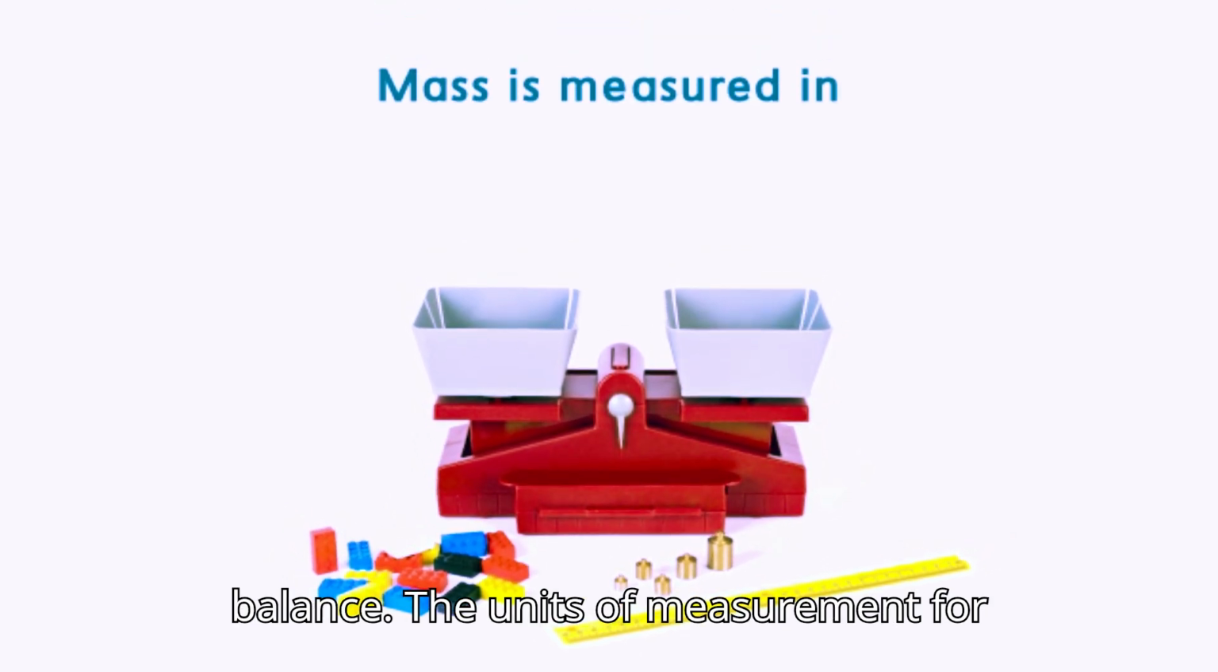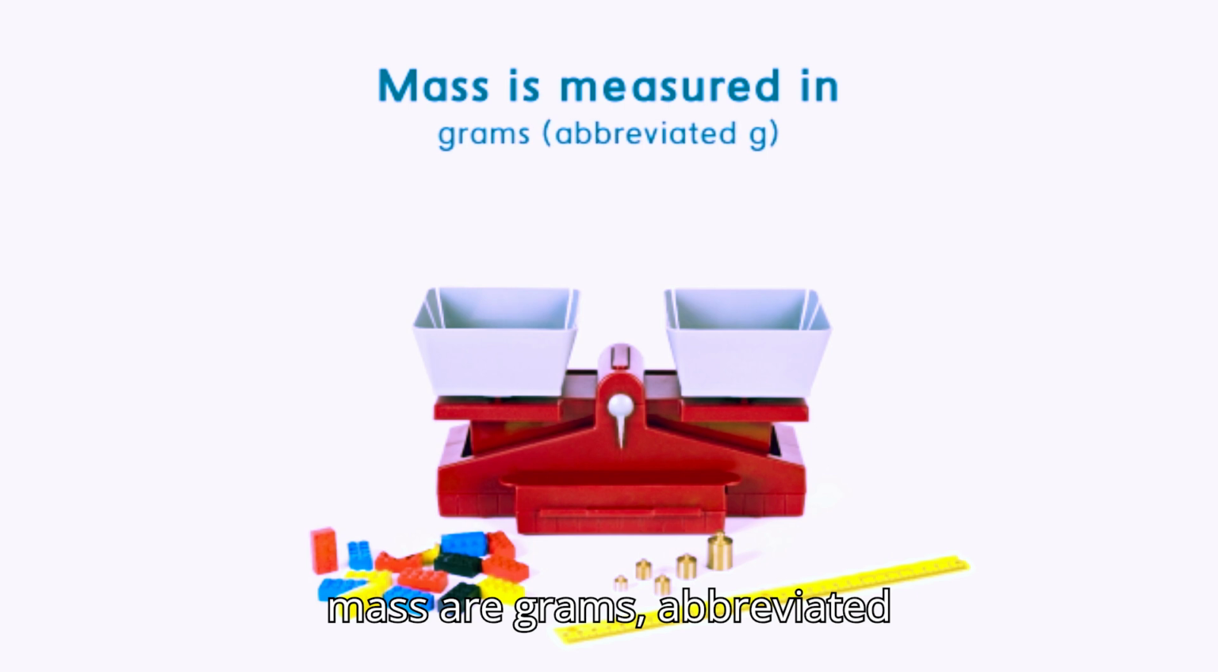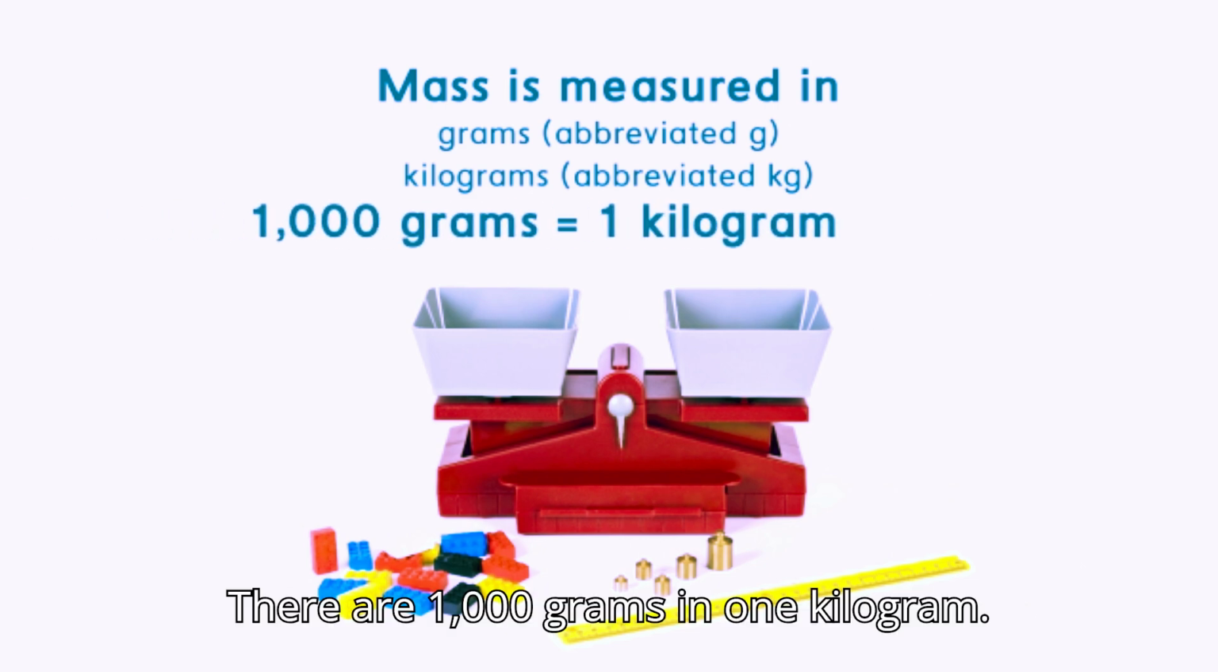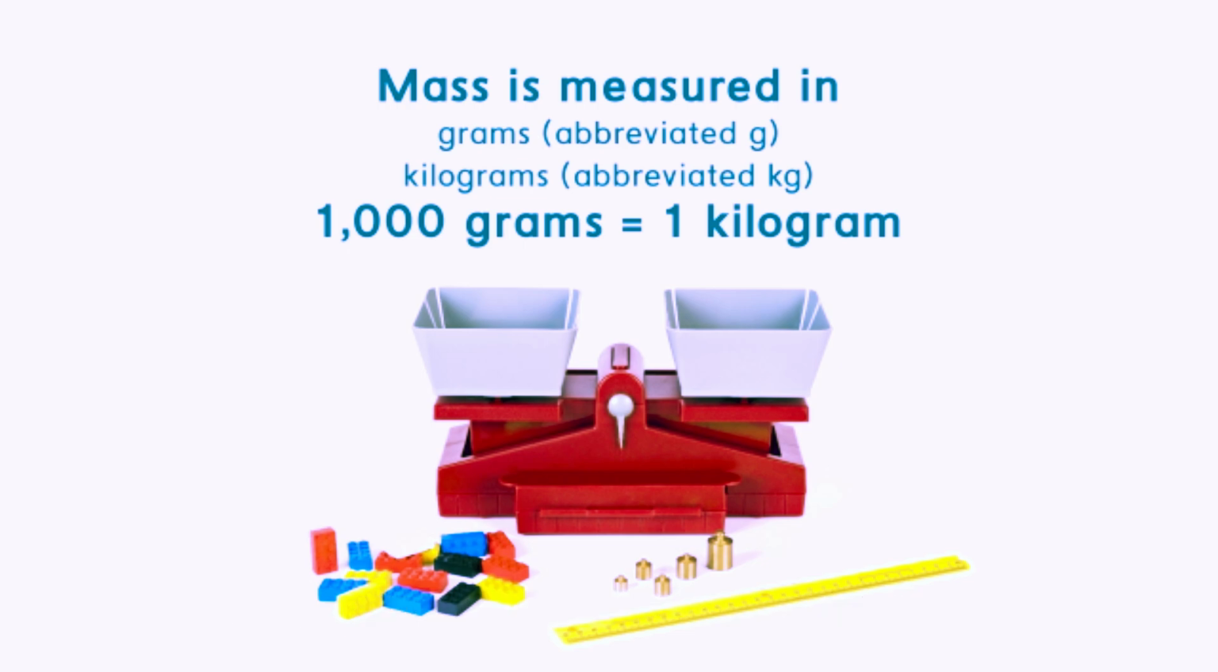The units of measurement for mass are grams, abbreviated lowercase g, and kilograms, abbreviated lowercase kg. There are 1,000 grams in 1 kilogram.